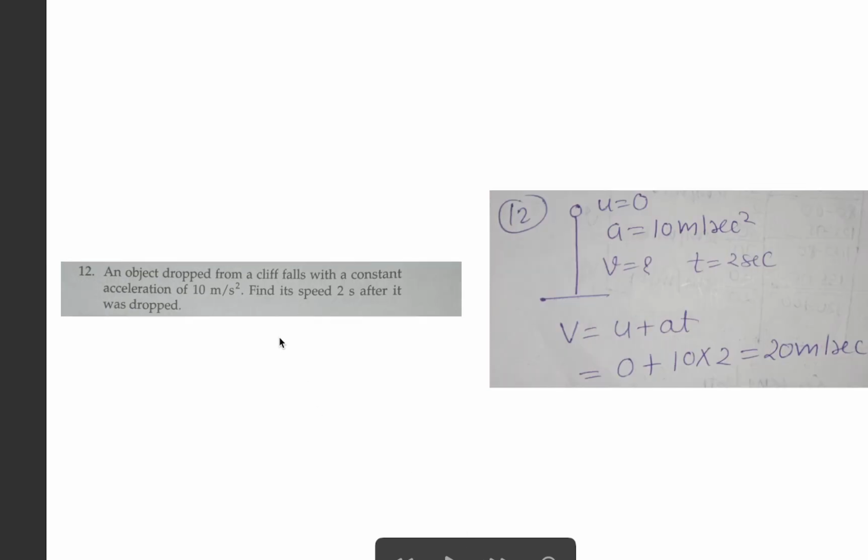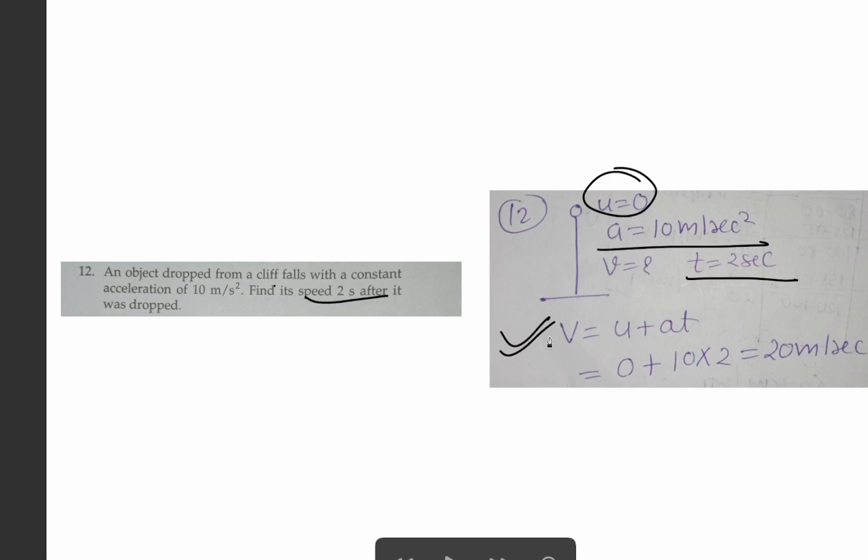Now 12th question: an object dropped from a cliff falls with a constant acceleration of 10 meter per second square. Find its speed 2 seconds after it was dropped. So, dropped, so initial velocity is 0, acceleration given is 10 meter per second square. They want us to calculate the final velocity after time t equal to 2 seconds.